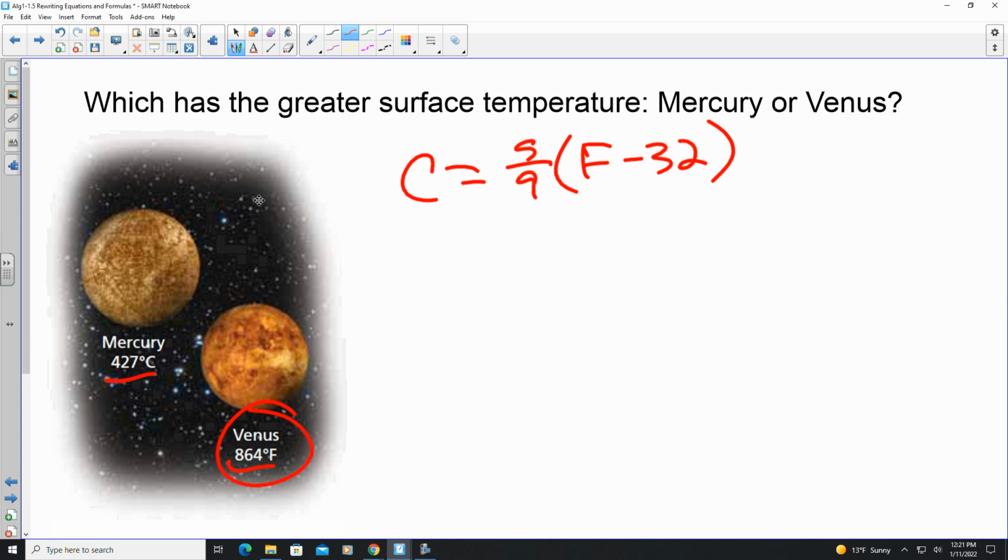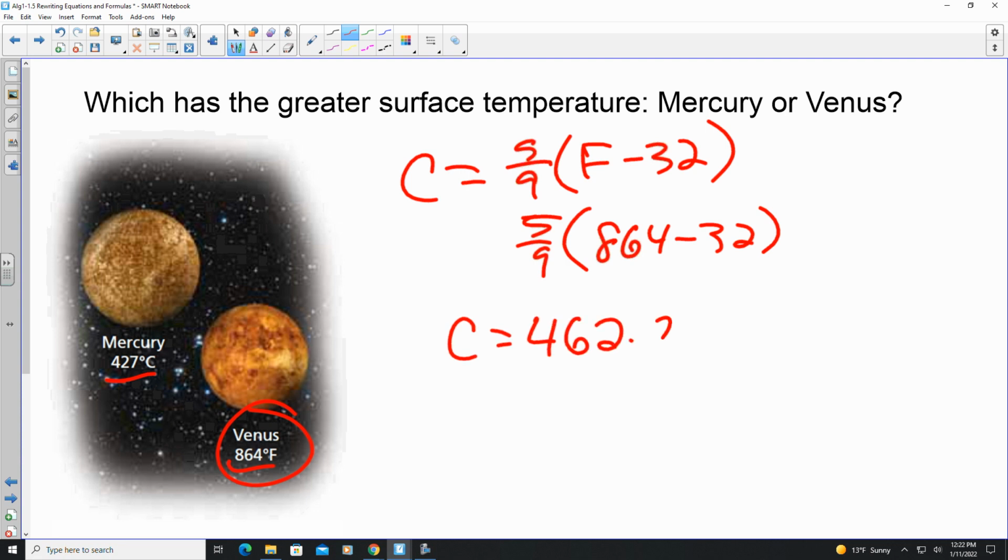So let's do the converting Fahrenheit to Celsius. If I were to take 864, subtract 32, and then multiply by 5/9, I get a total of 462.22 degrees Celsius. So which one has a greater surface temperature? In this case, it would be Venus.